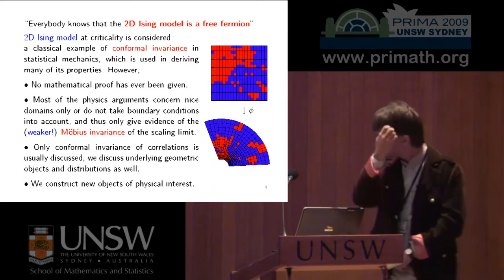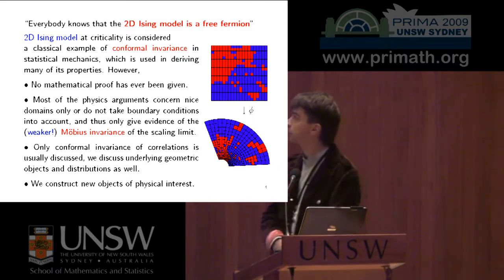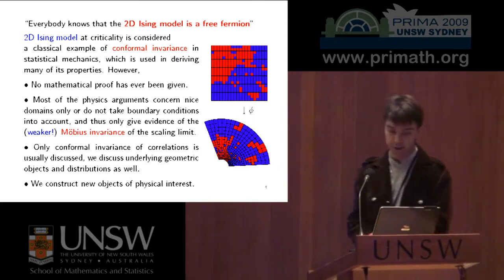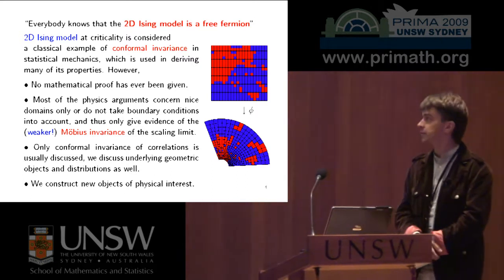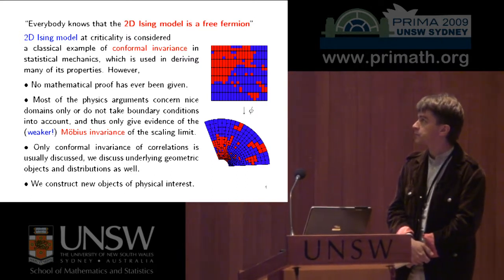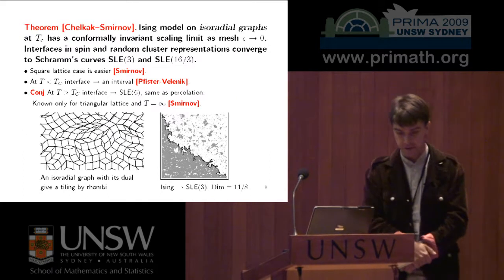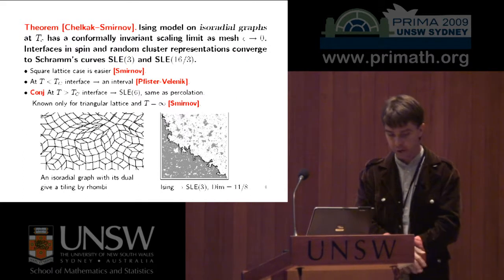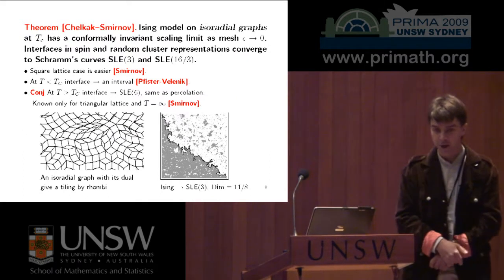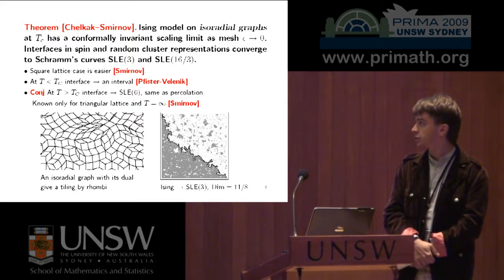So the theorem I will be speaking about is that the critical temperature Ising model has a conformally invariant limit, and the interfaces in the Ising model converge to Schramm's curves. There are 2 different representations for which this works, and there are 2 different Schramm's curves, so I will speak only about the more classical spin representation.